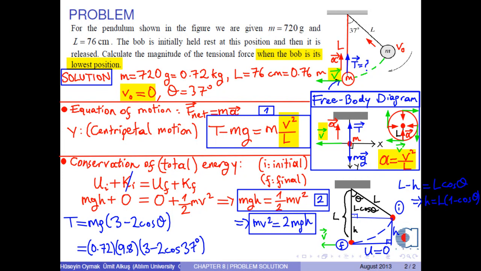Now we can put the numerical values into this equation. Finally, we find the magnitude of the tensional force when the bob is at its lowest position as approximately 9.9 newtons. This result brings us to the end of the discussion of this problem.